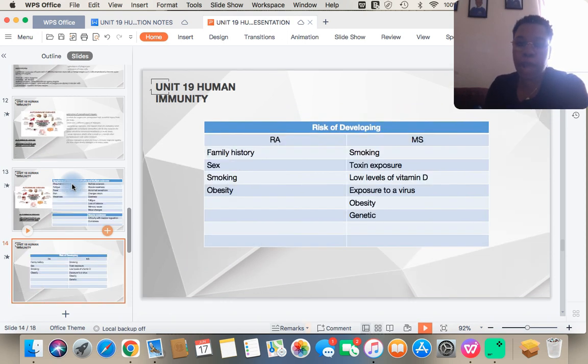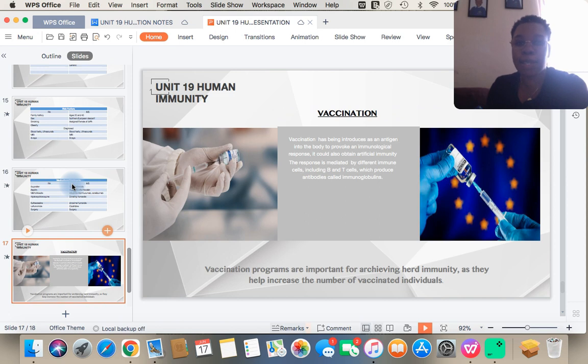So we will look at vaccination. Vaccination introduces an antigen into the body to provoke an immunological response. It could also obtain artificial immunity. The response is mediated by different immune cells, including B and T cells, which produce antibodies. So, the benefit of vaccination, further than the risk.